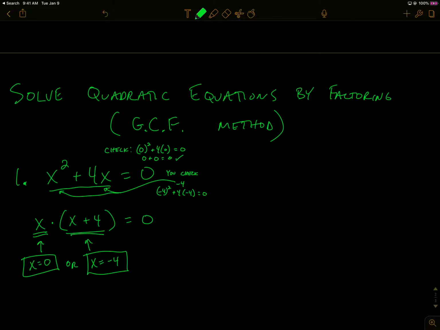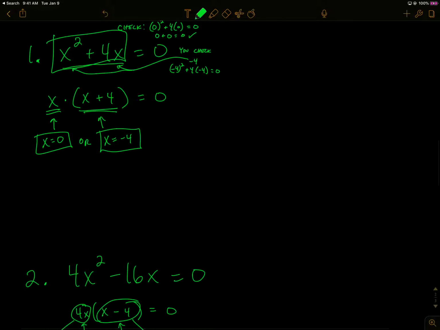Notice, by the way, there's always two terms, not three terms. The last method was a trinomial, 3 terms. For greatest common factor, there's 2 terms.